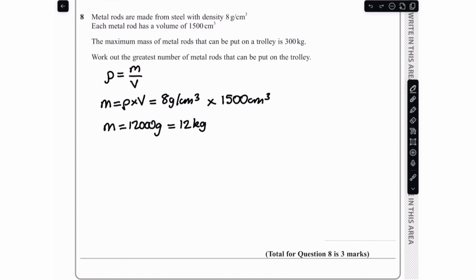And so to obtain the greatest number of metal rods that can be put on a single trolley, we need to divide the maximum mass of metal rods on a single trolley by the total mass. So in this case, we're going to divide 300 kilograms by 12 kilograms, and that's going to give us 25. So your final answer is 25.